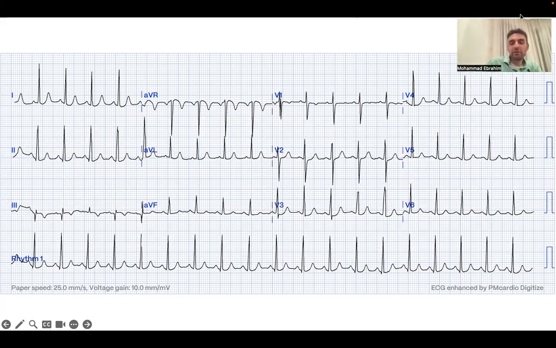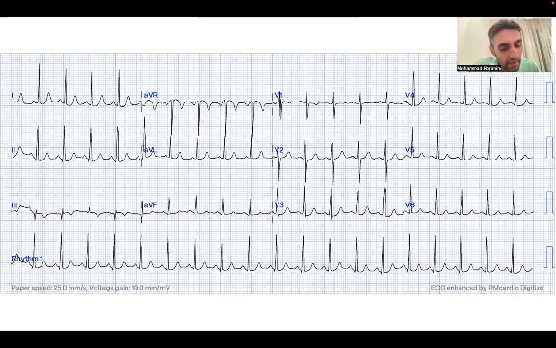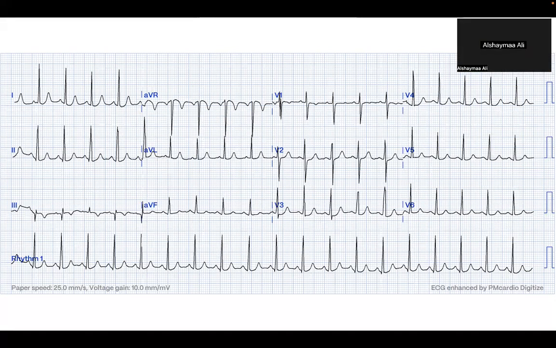The PR, obviously, you have to measure from the onset of the P, which is here, to the onset of the QRS. So it's roughly 120 milliseconds, which is not short. He's 8 years old, right? So the PR is not short. Is there a hint of delta? No, there's no delta. The PR is not short.